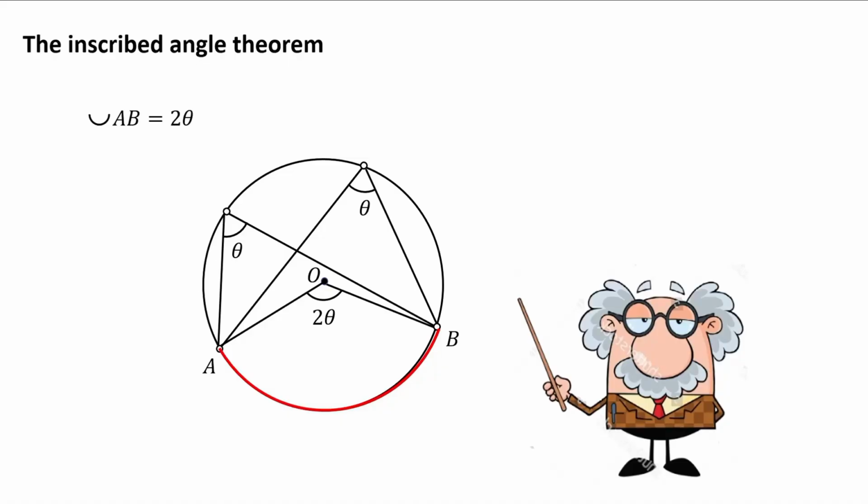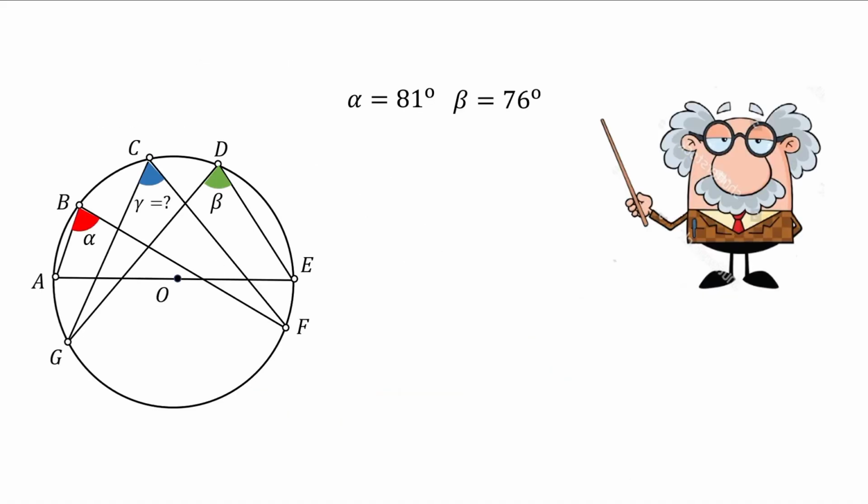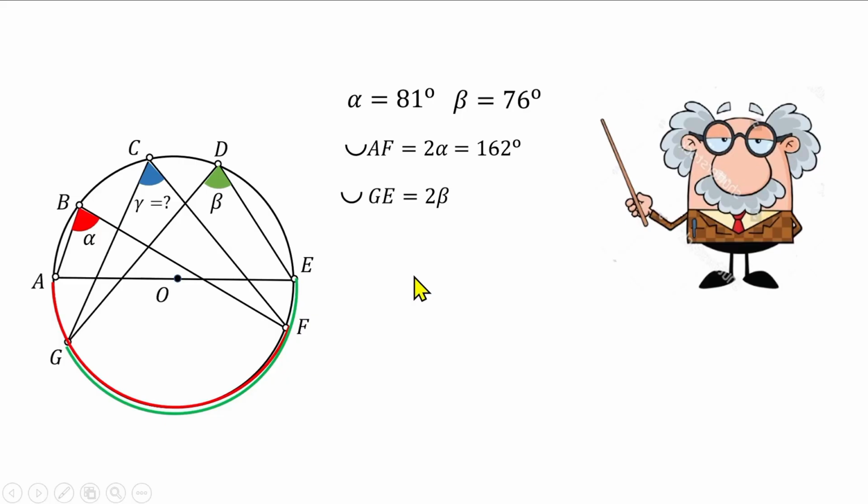Now let's start solving our problem. First, we select arc AF, and using the inscribed angle theorem, we can say that its angular measure is 2 alpha, or 162 degrees. Then we select arc GE, which is equal to 2 beta, or 152 degrees. As a next step, we can see the arc AFE, which is equal to 180 degrees because it intercepts the diameter.